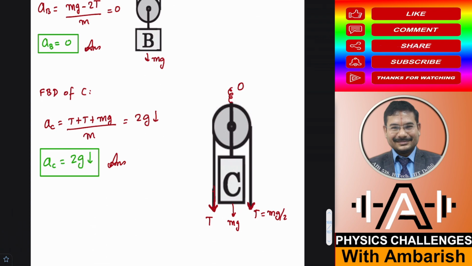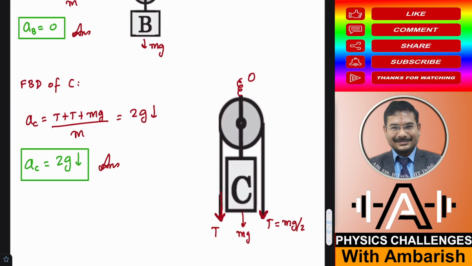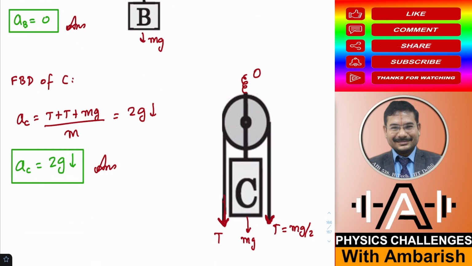Okay, so I hope you understood the analysis of this problem, and this helped you clear your concept.